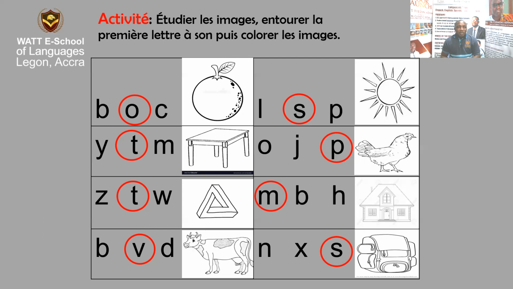So have a look at them. The first picture is orange. The first letter sound is O. The second picture on the right is soleil. The first letter sound is S. The third picture is table. The first letter sound is T. The fourth one is poulet. Pa, pa. The fifth one is triangle. Da, da. The sixth one is maison.